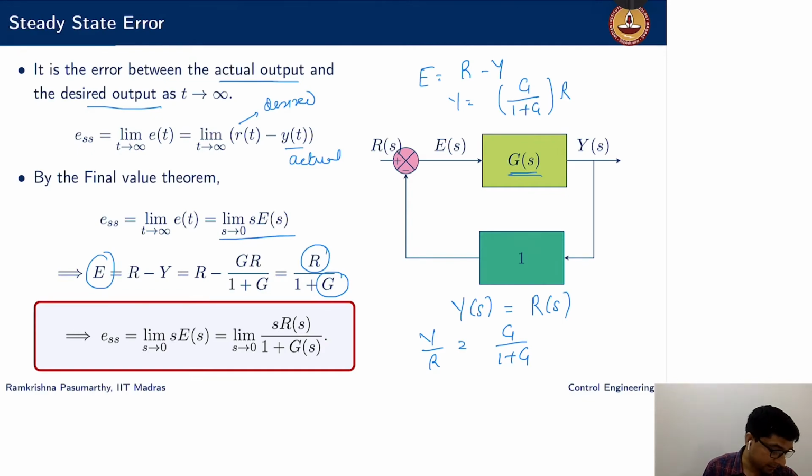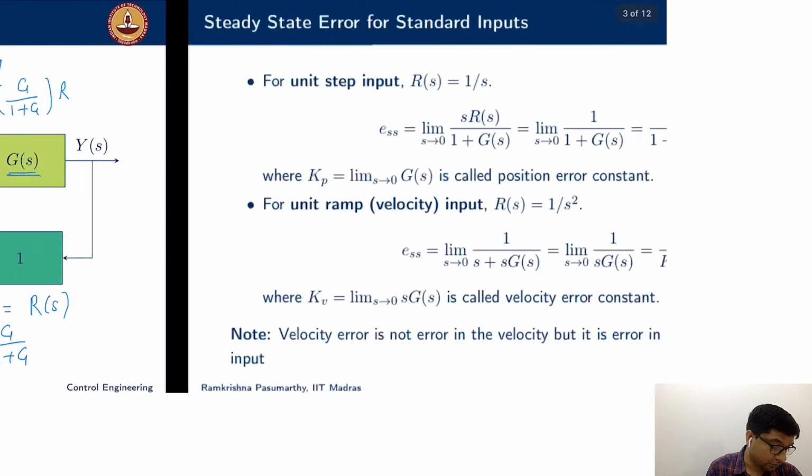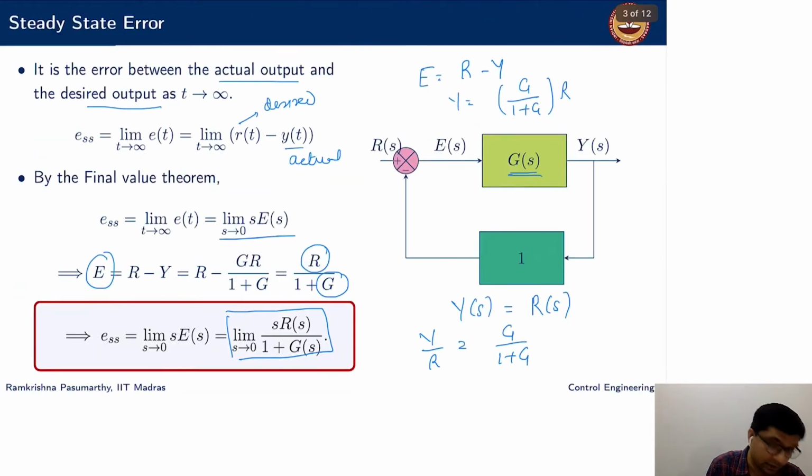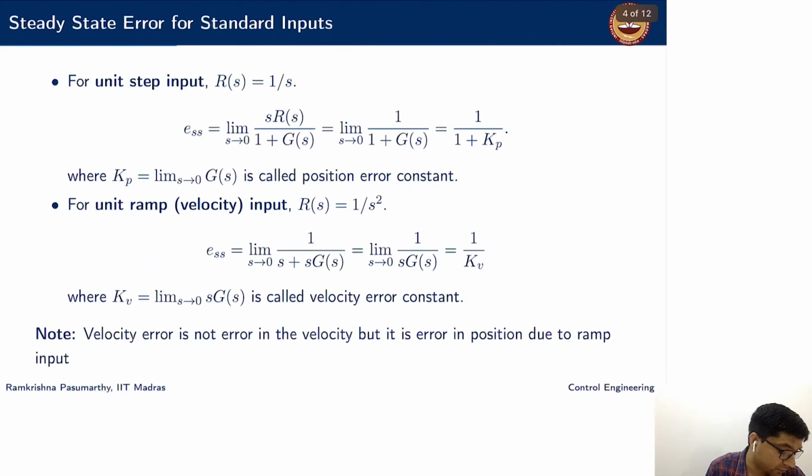In the steady state, I'm just looking at what is the steady state error. I'm just looking at computing this value here. Okay, so we go next now. So what happens for a step input? We'll just look at this particular quantity here in the red box and try to compute what happens.